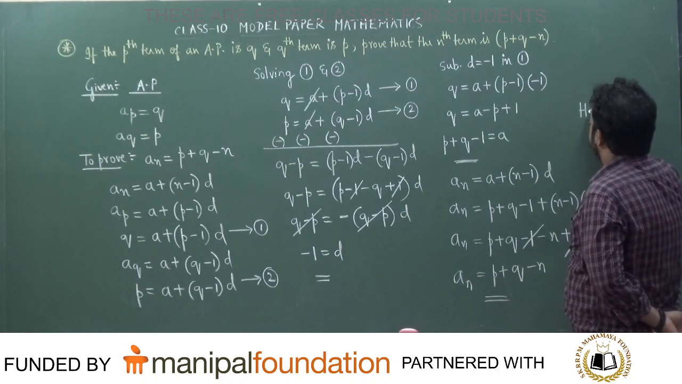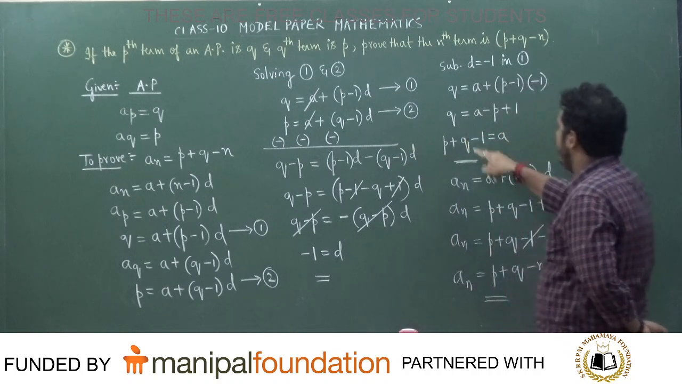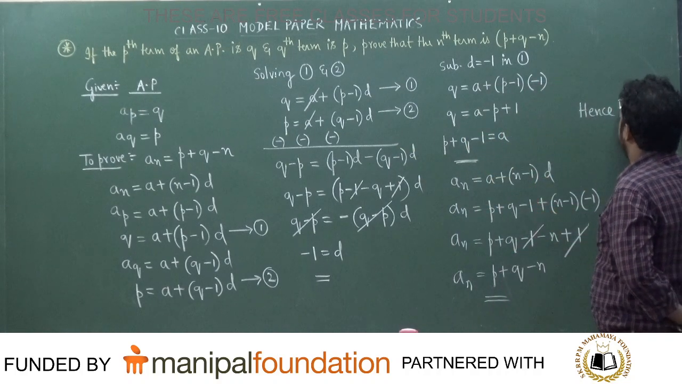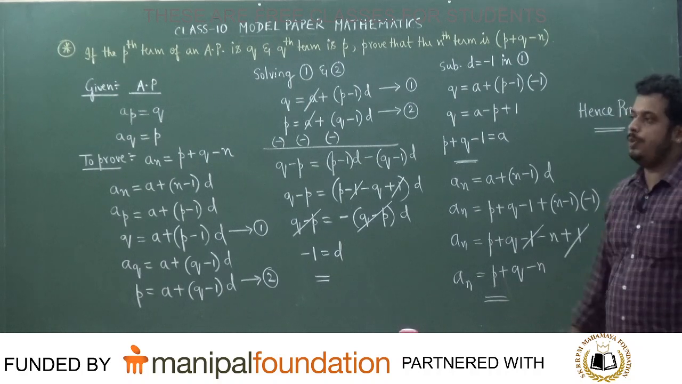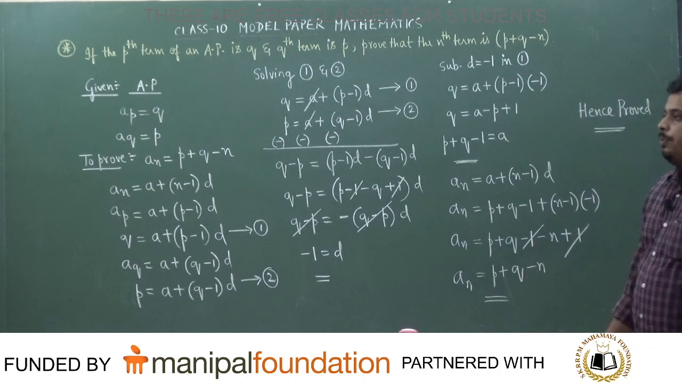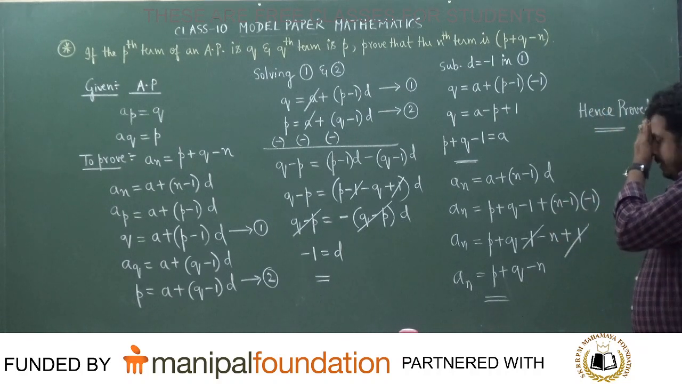All right? See, for getting d value 1 mark, for getting a value 1 mark, for proving this 1 mark. So what do we stop the problem by writing? We stop the problem by writing hence proved. Do you follow? So what is the answer? P plus q minus n is the answer to the question.